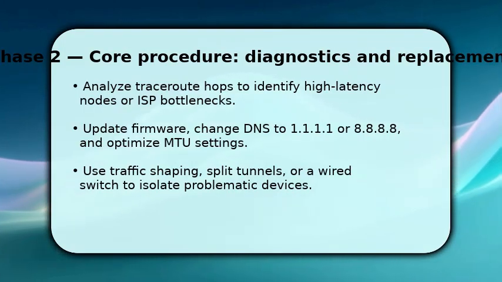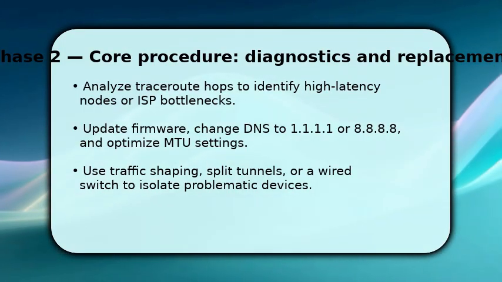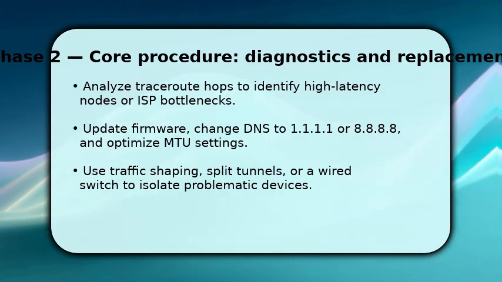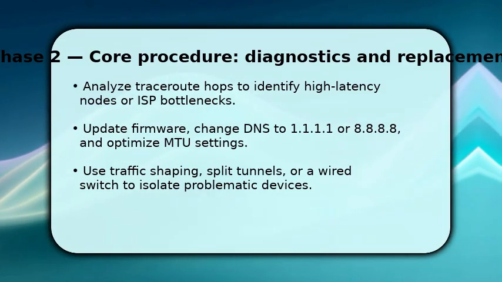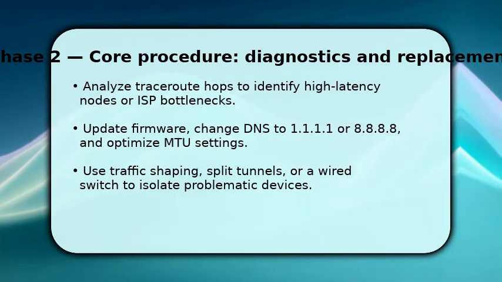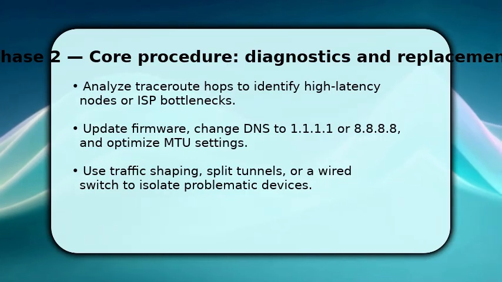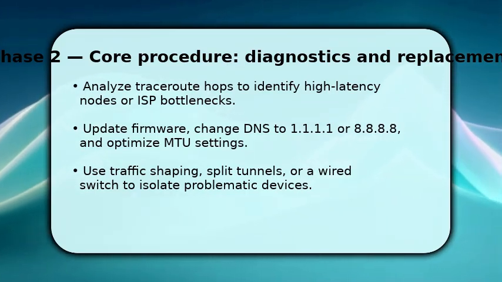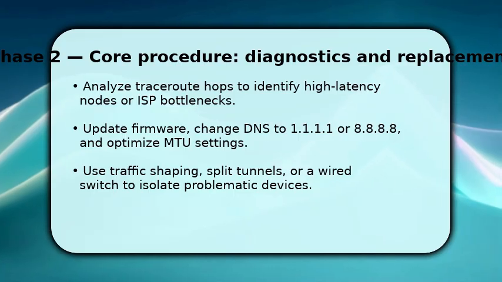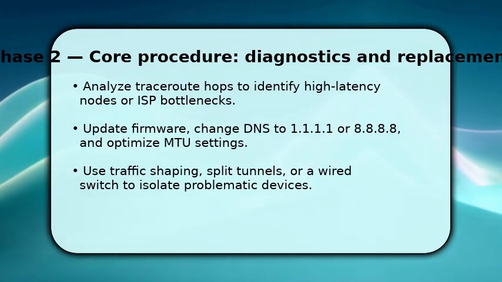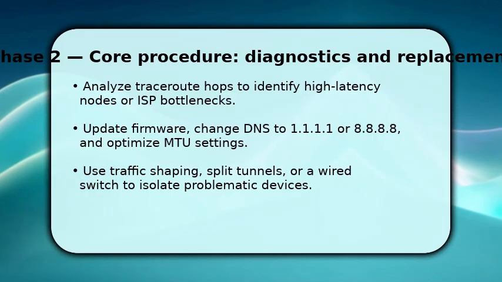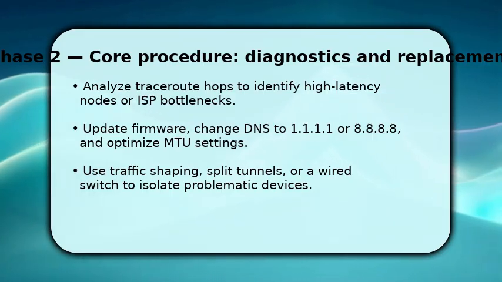Identify where latency spikes occur, because routing and ISP paths often introduce delay. Examine traceroute hop timings. If a particular node jumps, contact your ISP or reroute. Once identified, update router firmware and change DNS to a low-latency resolver like 1.1.1.1 or 8.8.8.8. Make sure MTU is correct to avoid fragmentation.